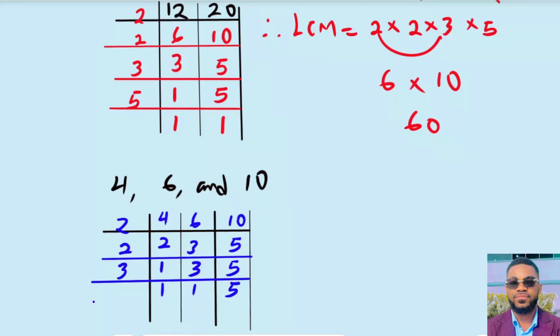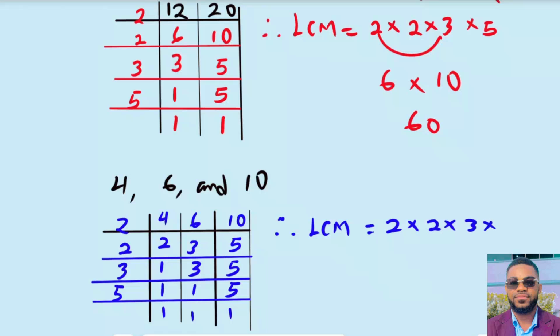Now let's move on to the last one. That's going to be 5. So you just have to use 5 here. So 5 goes into 1, 1, 5 goes into 1, 1, and 5 goes into 5 one time. So we are done. Now we have to find the LCM. So therefore, the LCM is going to be the product of these numbers here. So we have 2 times 2 times 3 times 5.